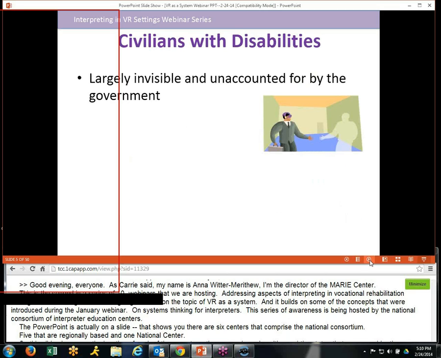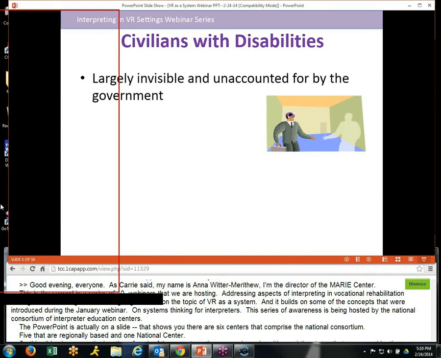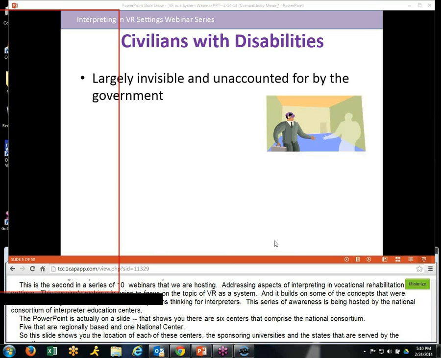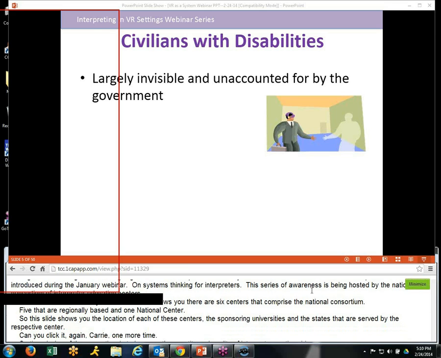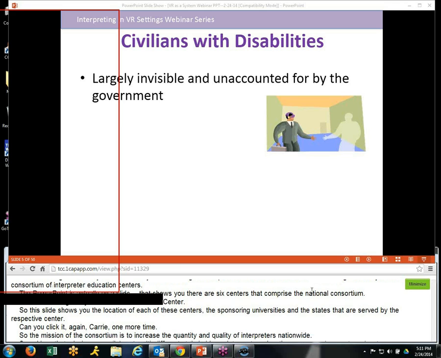And I am on the slide that says, there we go, civilians with disabilities. First, let's put the VR system into a historical context and thus the overarching framework within which the people, the structures, the processes exist. In the early part of the 20th century, civilians with disabilities were largely invisible and unaccounted for by the government. However, in the latter half of the 20th century, the social and physical isolation of people with disabilities became the focus of civil rights legislation.